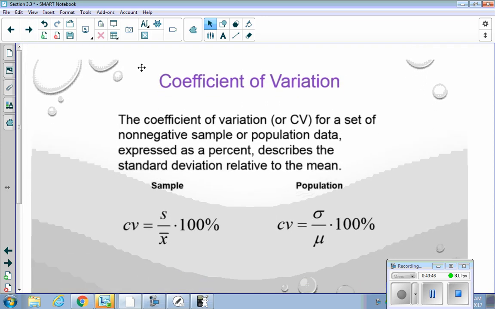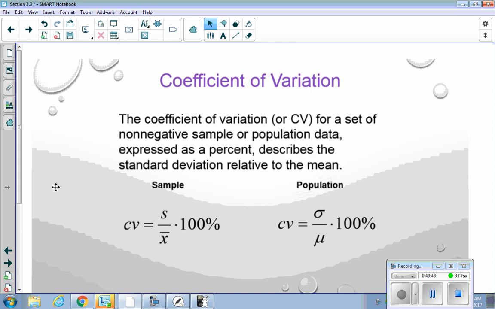All right, and lastly, the coefficient of variation for a set of non-negative sample or population data, and we want to express it as a percent. It describes how the standard deviation is relative to the mean. Remember, we're only going to use this if the means of our data are extremely different. If they're pretty close, we can just take a look at it. But we would use the coefficient of variation if those means are drastically different.